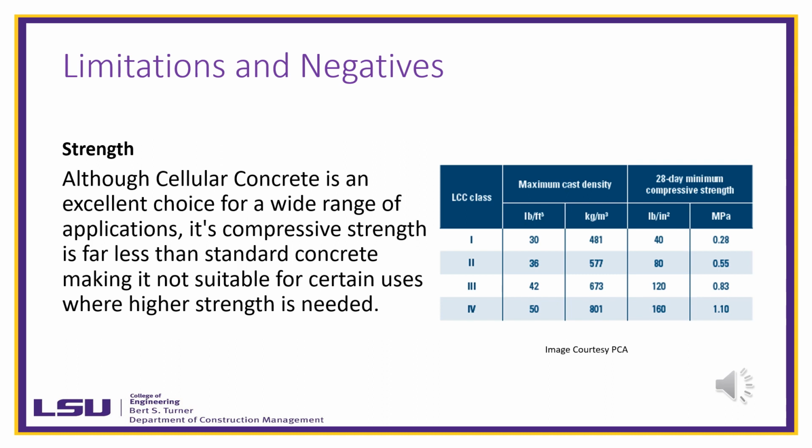One of the largest negatives to cellular concrete that could potentially limit its use in certain applications is its reduced strength compared to other, more robust conventional concrete methods. Although cellular concrete is an excellent choice for a wide range of applications, such as numerous soil stabilization and cavity and void filling applications, its compressive strength is far less than standard concrete, making it unsuitable for certain usage where higher compressive strength would be needed, such as heavy equipment foundations or retaining walls.